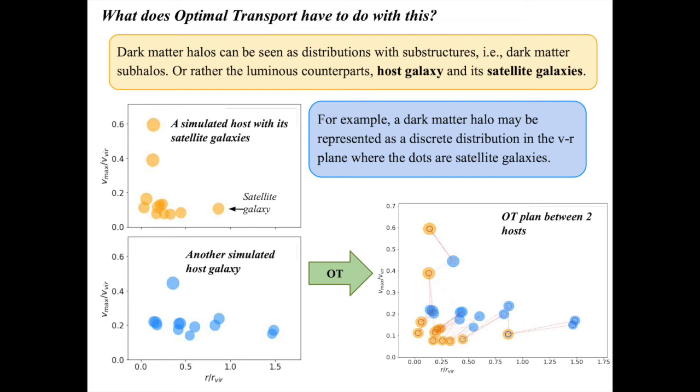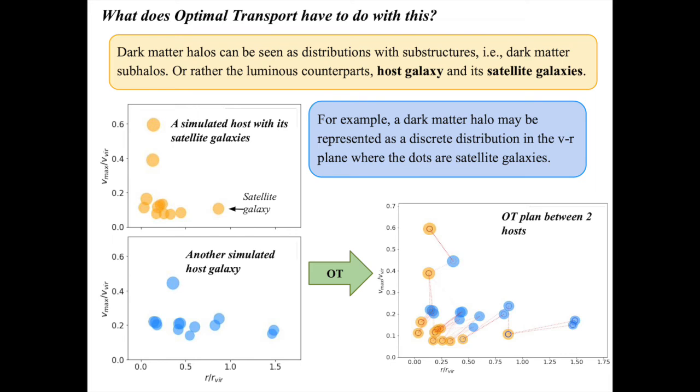So for example, in the two plots here, we see two simulated dark matter halos with roughly the same mass as our Milky Way. One subtlety here: because we cannot observe dark matter directly, what we see are their luminous counterparts. So in the case of the halo, it is a host galaxy, and in the case of the subhalo, it is a satellite galaxy.